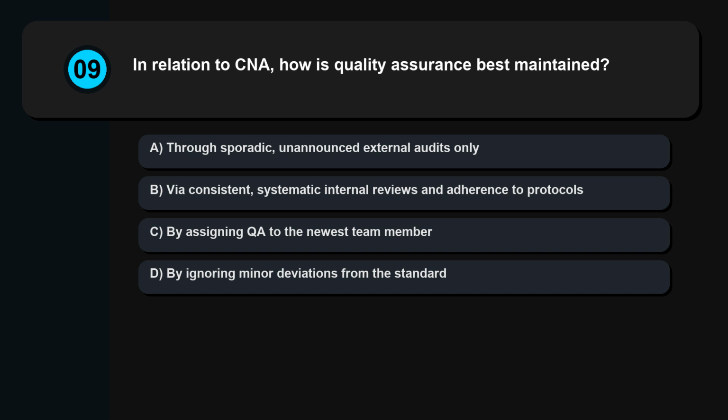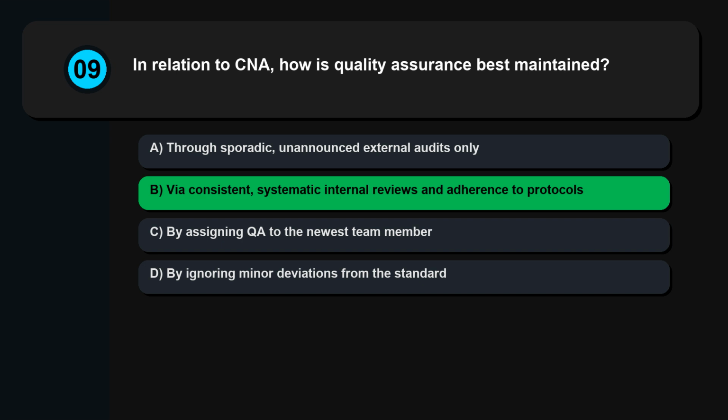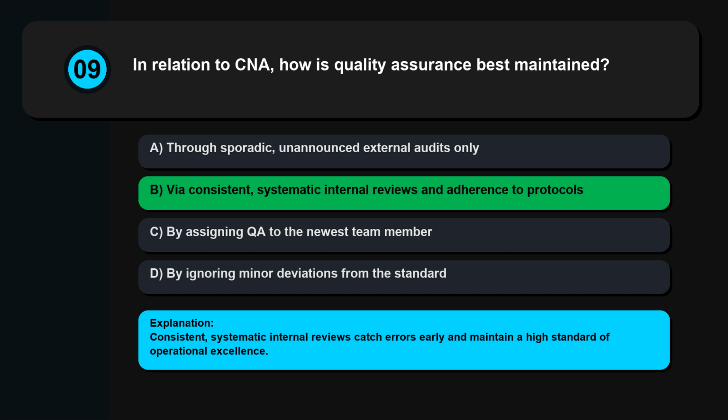Question 9. In relation to CNA, how is quality assurance best maintained? Through sporadic, unannounced external audits only, via consistent, systematic internal reviews and adherence to protocols, by assigning QA to the newest team member, by ignoring minor deviations from the standard. Consistent, systematic internal reviews catch errors early and maintain a high standard of operational excellence.